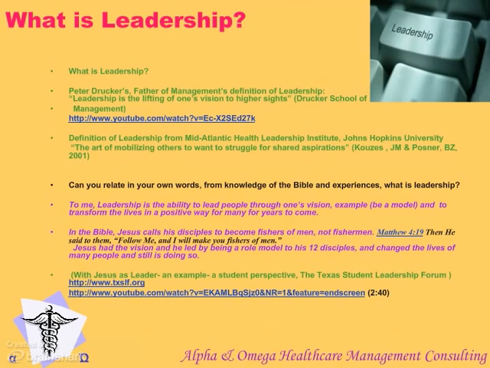In the Bible, Jesus calls his disciples to become fishers of men, not fishermen. Matthew chapter 4 verse 19. Then he said to them, "Follow me and I will make you fishers of men." King James Version taken from BibleGateway.com. Jesus had the vision and he led by being a role model to his 12 disciples and changed the lives of many people and is still doing so.